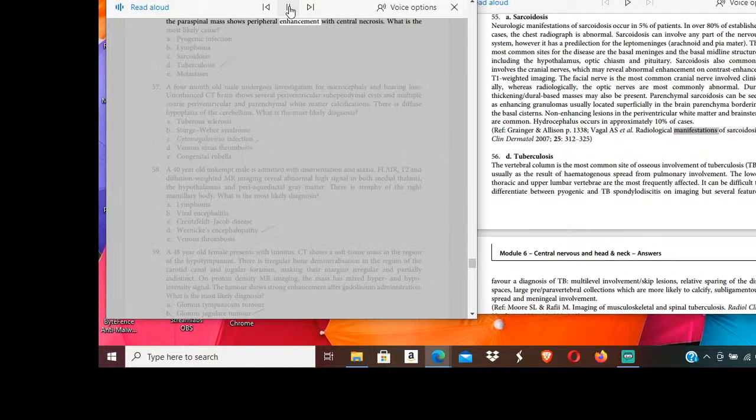The paraspinal mass shows peripheral enhancement with central necrosis. What is the most likely cause? A. Pyogenic infection. B. Lymphoma. C. Sarcoidosis. D. Tuberculosis. E.